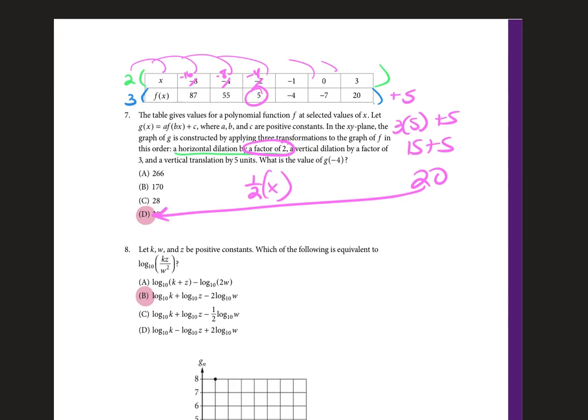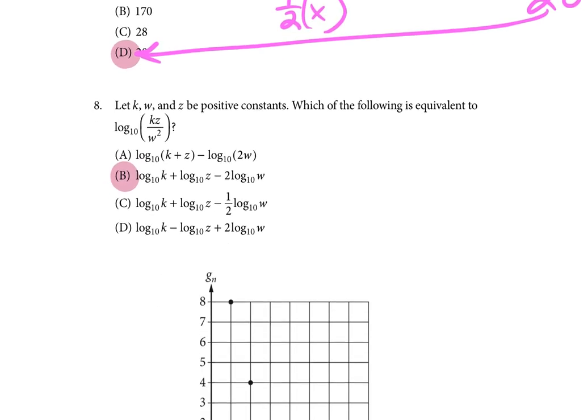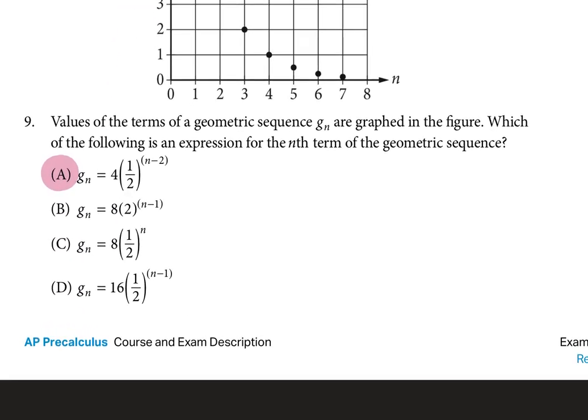Other questions? I was just going to ask her, which one's 9?